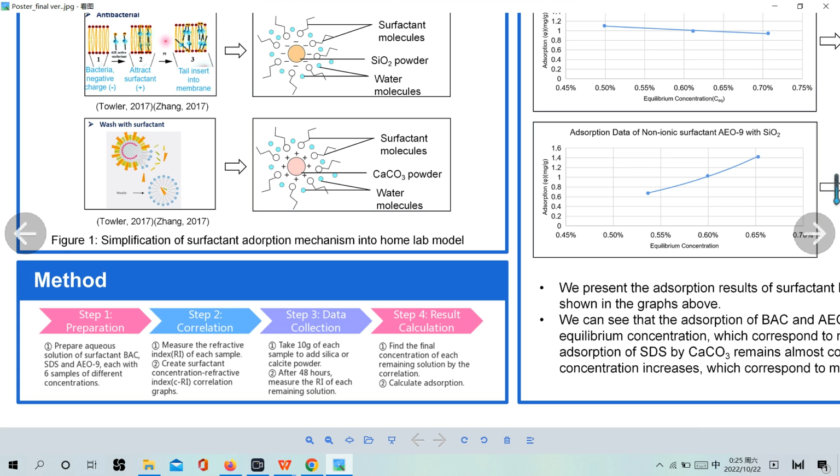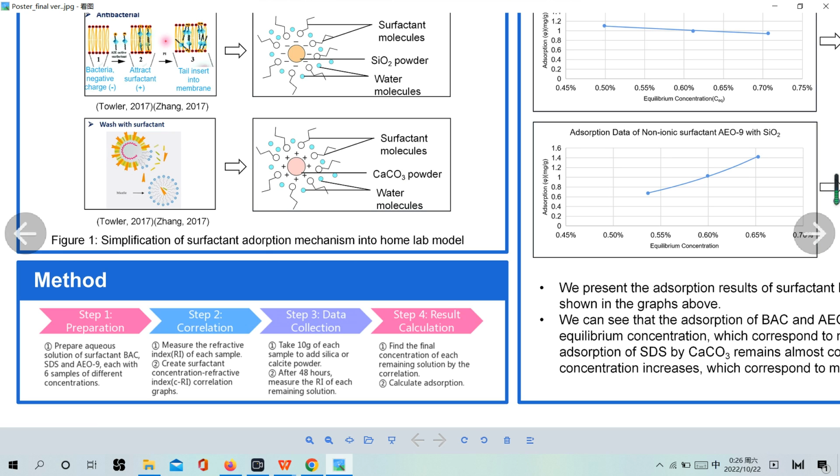For each surfactant, I prepared 6 samples with varied concentrations. Then I measured the refractive index of each sample and found the linear correlation between the refractive index and concentration of each surfactant. Then I began to add solid powder to the surfactant solutions.